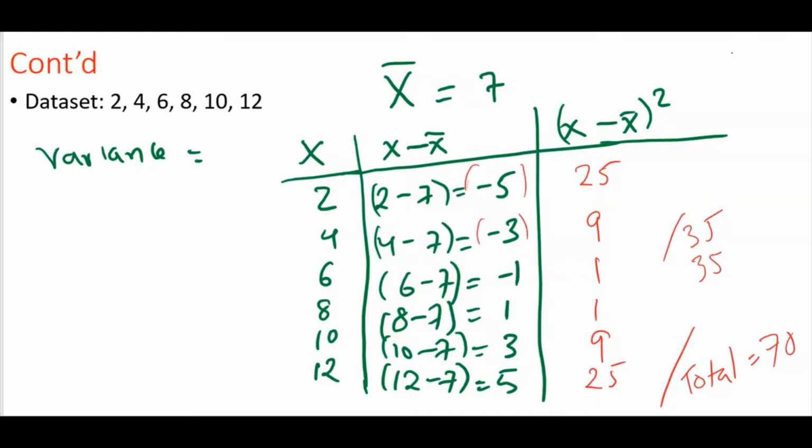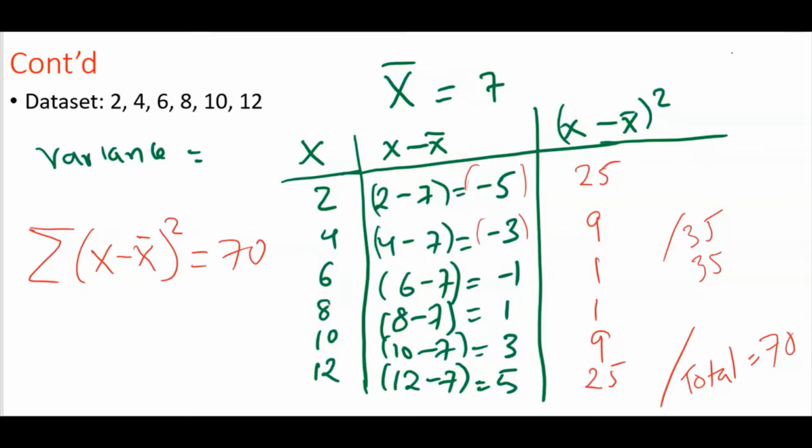Okay, so my variance, which is normally denoted as summation, that is the Greek letter for summing, x minus x bar squared, was equal to 70. That's what we found. Okay, so that is the variance of this data set.